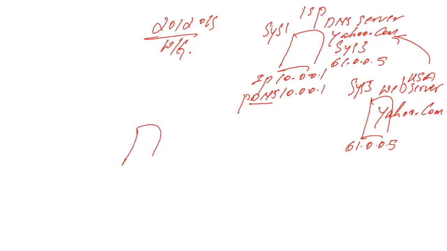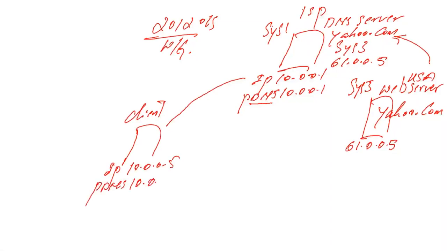Now try to understand. One of the users, for example this client, is taking an internet line from this ISP. The ISP will give an IP address to this client, for example 10.0.0.5. And remember here, the ISP DNS server IP will become the preferred DNS for this client, right?